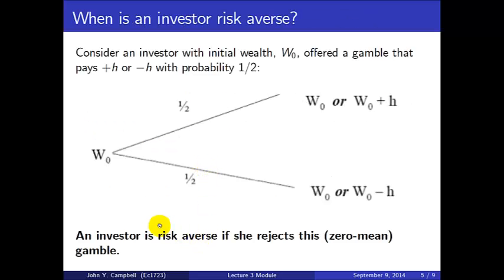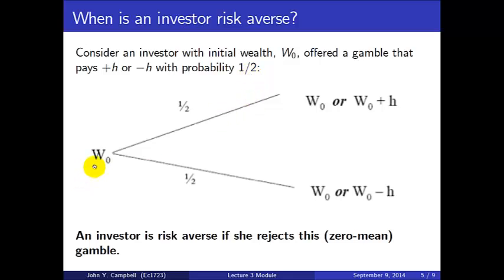All right, so let's think about an investor in this world of two states. And let's suppose that the initial wealth of the investor is W0. And the investor is offered a gamble. The gamble is a coin toss that if you win, let's say it's heads, you get plus H, you get an extra H dollars. But on the other hand, if you lose, you have to give up H dollars. So the gamble pays plus H or minus H with probability 1/2. It's just a coin toss.